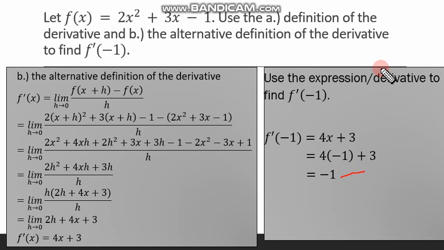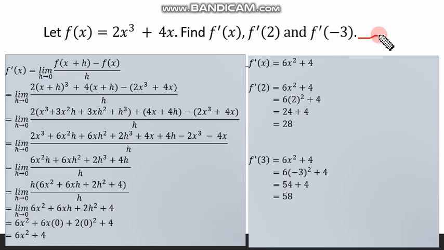It may look a little bit longer in this process, but trust me, it has its own advantage. So let's have another example here. Let f of x equal 2x cubed plus 4x, and we will find f prime of x, f prime of 2, and f prime of negative 3. We will use the second or alternative definition of the derivative.